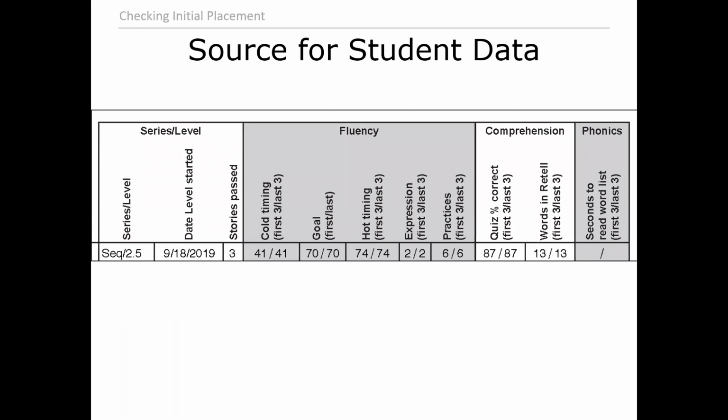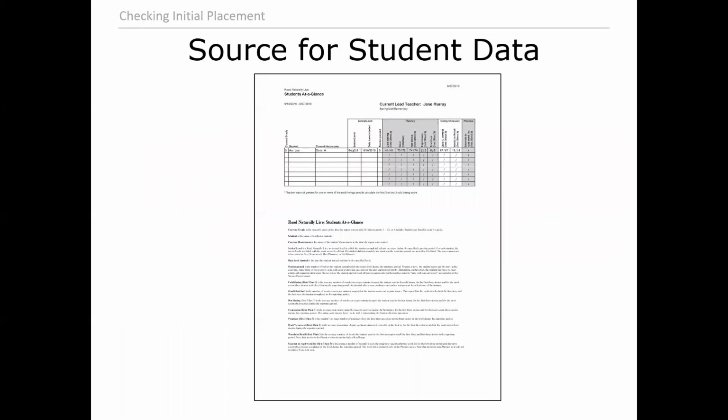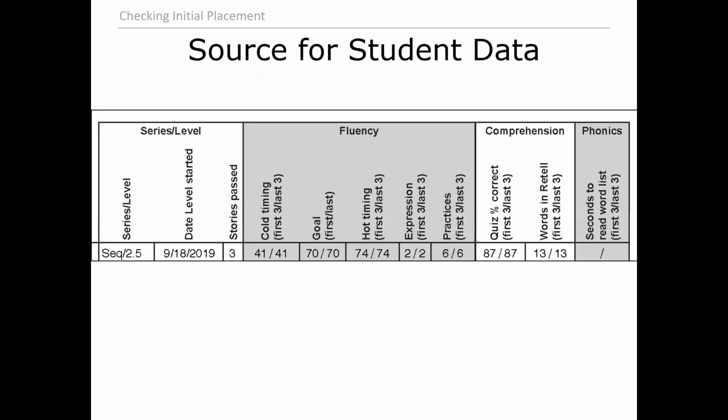So if you noticed, this page is the full page image. So I'm just zooming in on this so that you can see the data that's in that very top section of that report. And we can see the left section that is white. It says series and level. So in that very first section, you're provided with the information about which series and which level is assigned to the student currently. So this student is working in the sequence series, level 2.5.